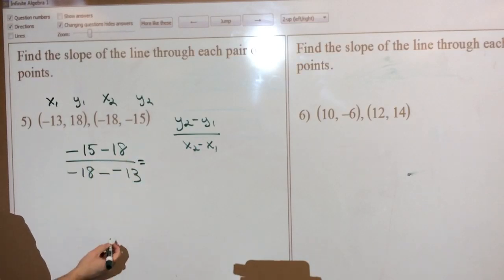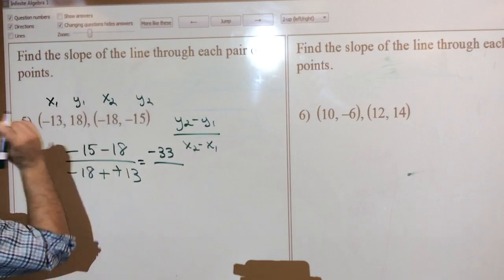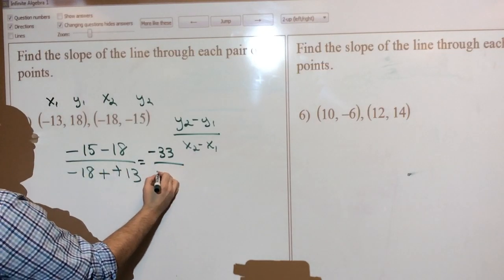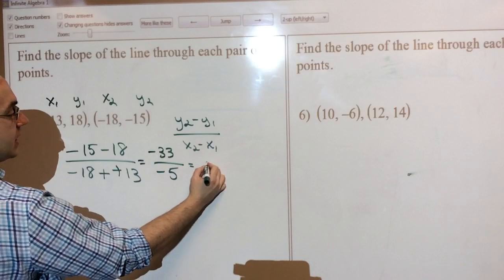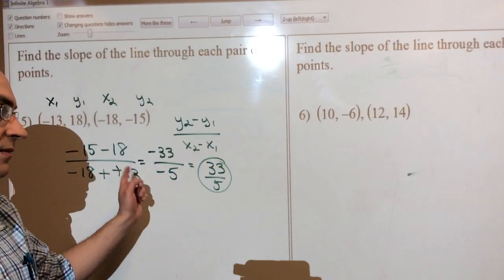Same signs, add and keep. This is a negative 33. Different signs here, so I'm subtracting these numbers, so it's negative 5. The two negatives cancel, so my answer is 33 over 5. That's the slope of that line. That's the steepness of that line.